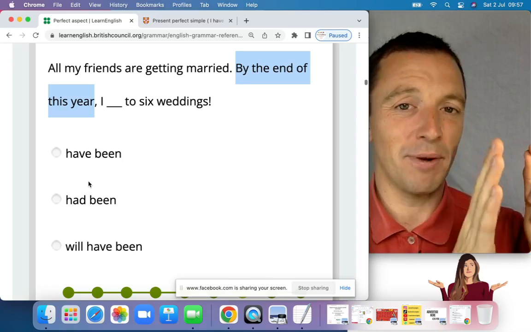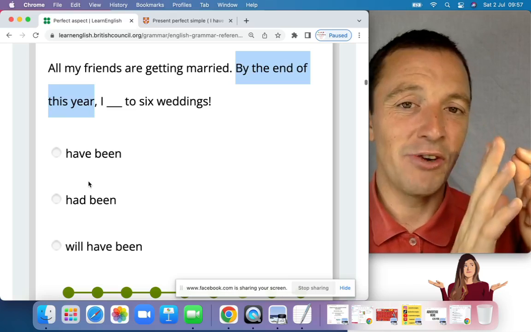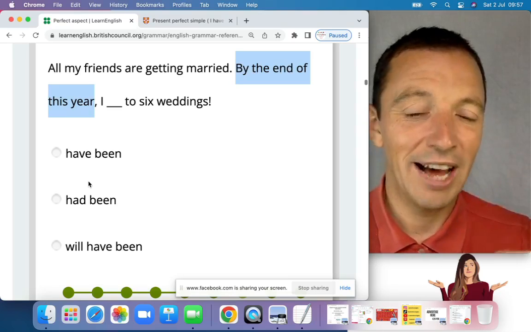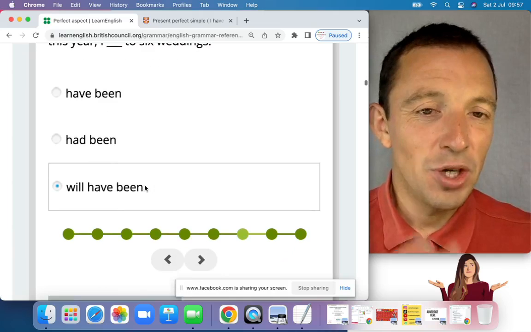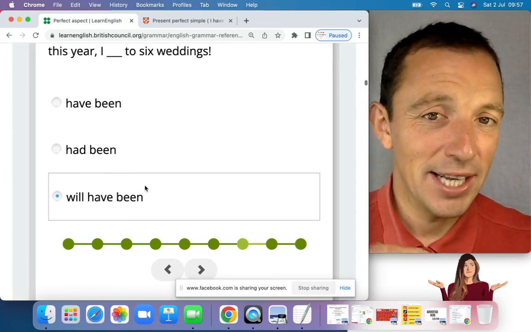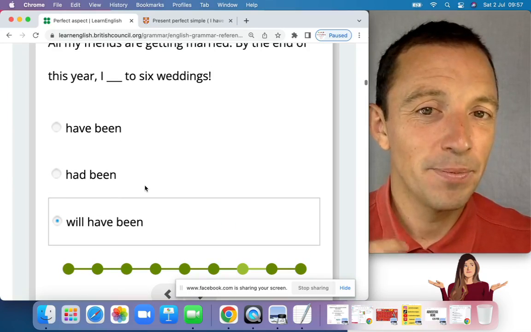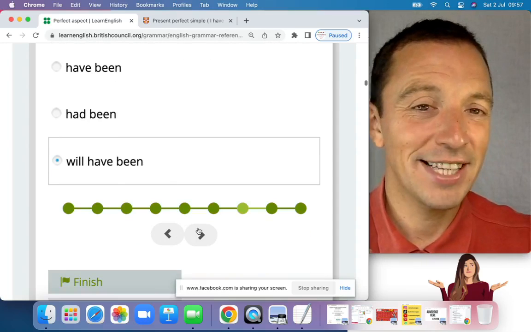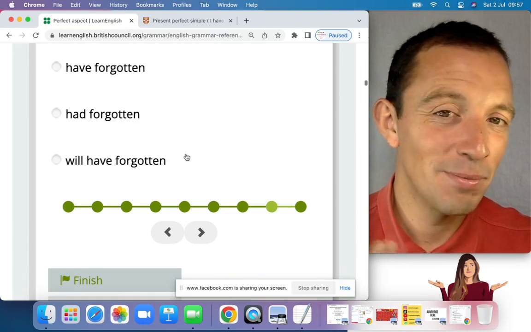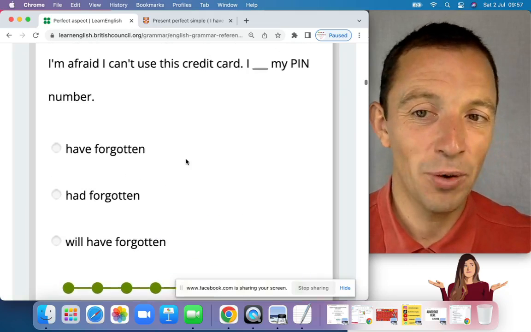Modal, will plus the perfect. Will, auxiliary have plus the participle. Will have been to 6 weddings, 2 more. And I think that's the correct answer. And hopefully you are selecting the correct answer, I hope, because it's more or less very similar, a lot of the questions.